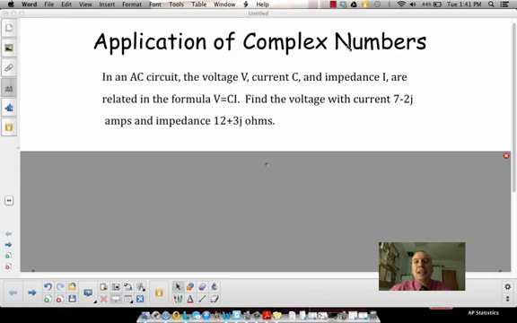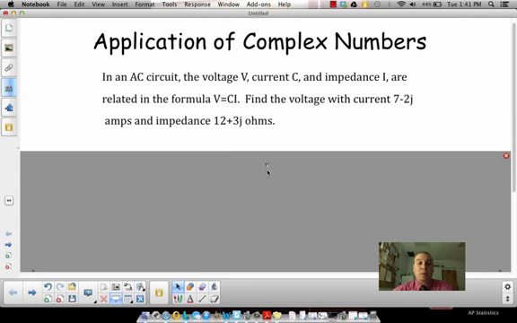But here's the application of a complex number. So as you see here, in an AC circuit, the voltage V and current C and impedance I are related in the formula V equals CI. Find the voltage with current 7 minus 2J amps and impedance with 12 plus 3J ohms. Now, don't get confused with the J's as opposed to I's. It's the same idea, same concept, okay? So don't get confused by that.